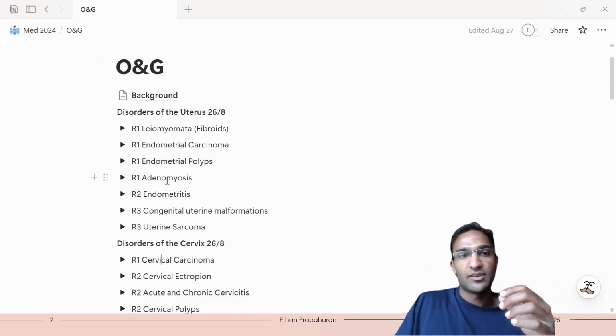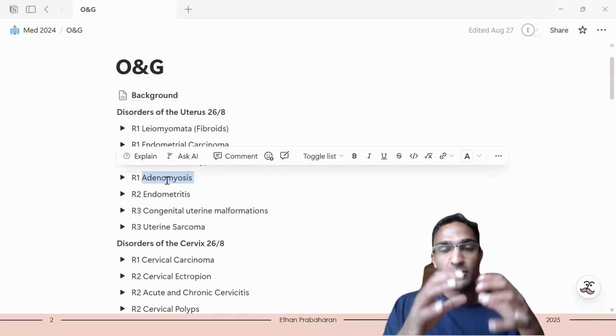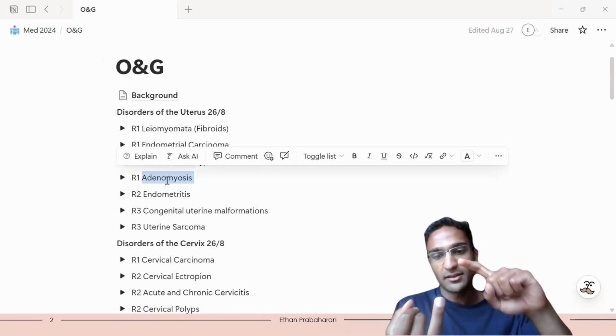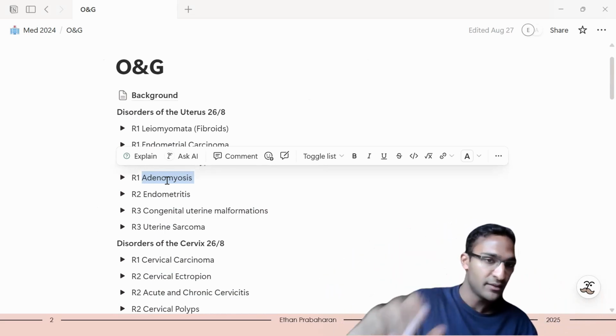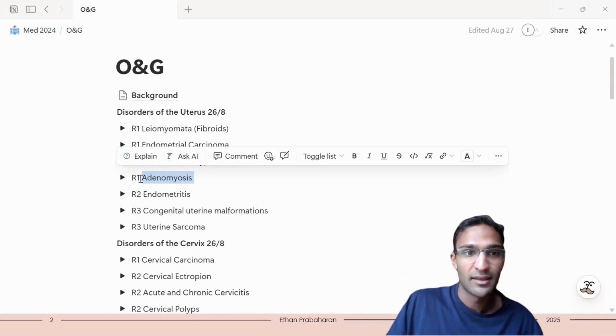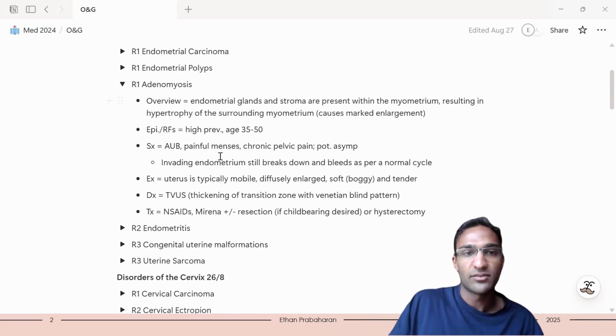Every condition, I'll just say, all right, what do I know about adenomyosis over the same categories? What is it? What are the risk factors? What are the symptoms? How do you diagnose it? How do you treat it? Five things. That might take me 1 to 2 minutes. Then I'll look through and say, all right, what did I forget about that?